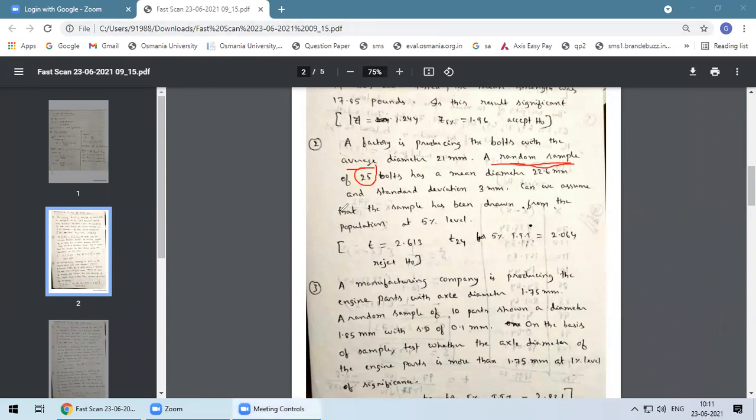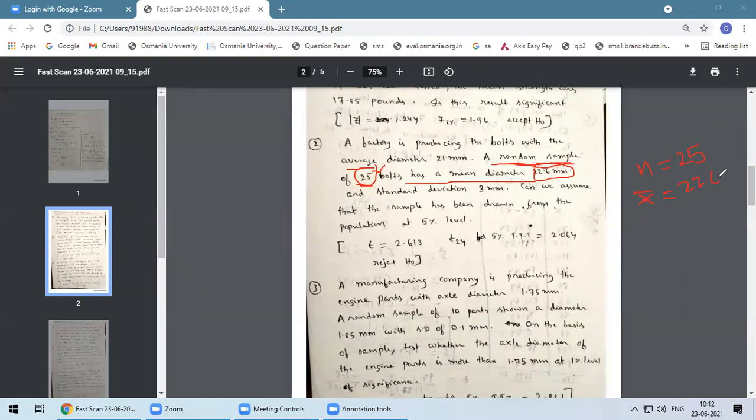What is the sample he has considered? He has considered a sample of 25. So given that n equals 25. Now read the sentence: a random sample of 25 bolts has a mean. Has a mean means this is the sample data. The sample mean is denoted by x bar. So write down x bar equals the mean value considered, sample mean equal to 22.6. So x bar value is 22.6.